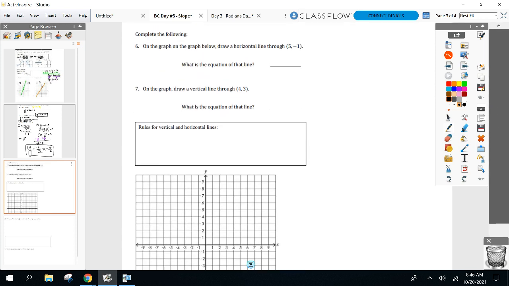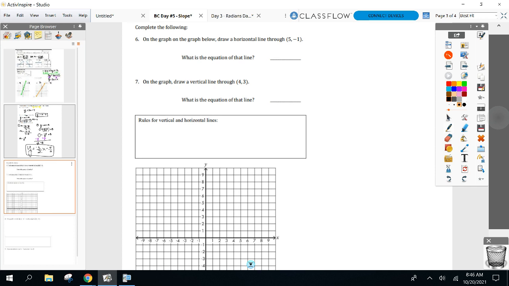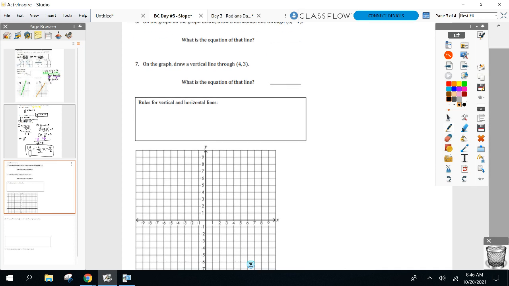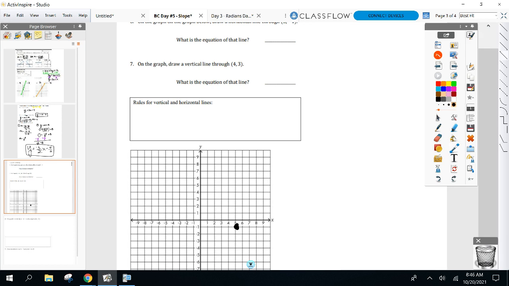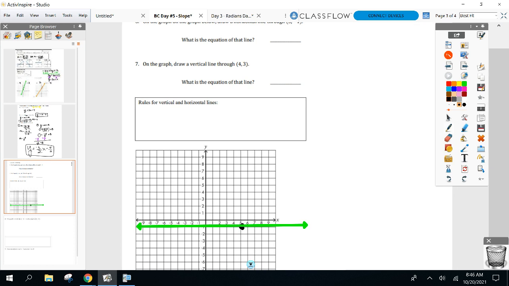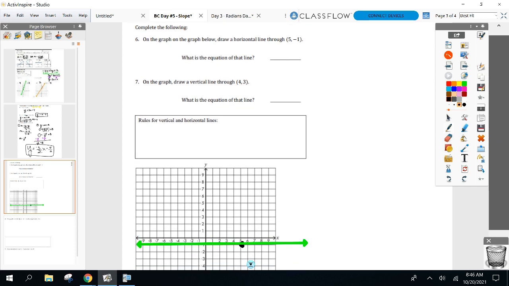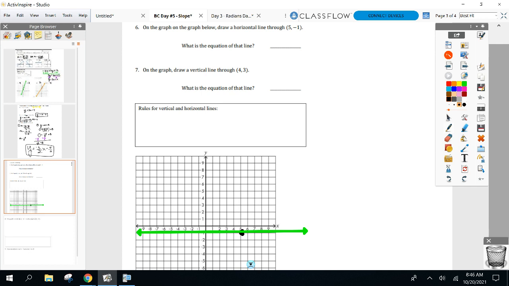All right, so on the graph, first of all, plot 5, -1, then draw a horizontal line through it. Where's 5, -1? And what's a horizontal line look like? What is the equation of that line? It's a little different when it's vertical and horizontal.